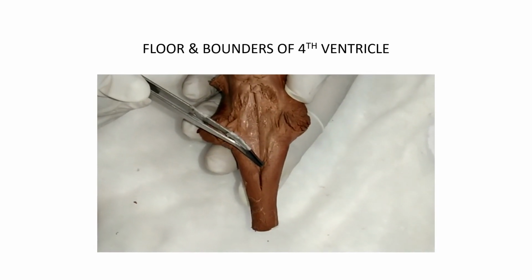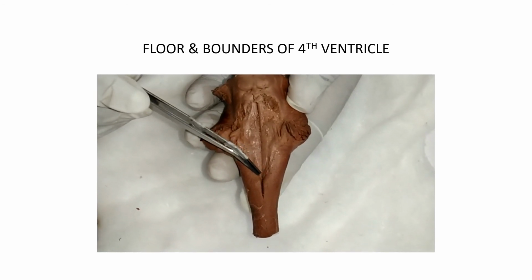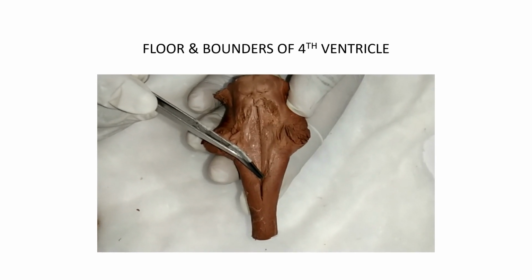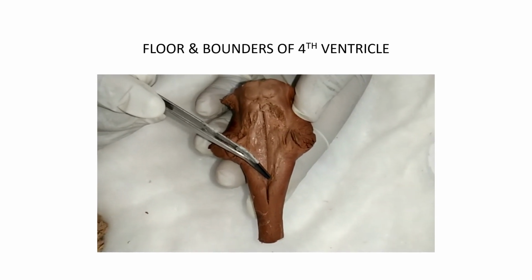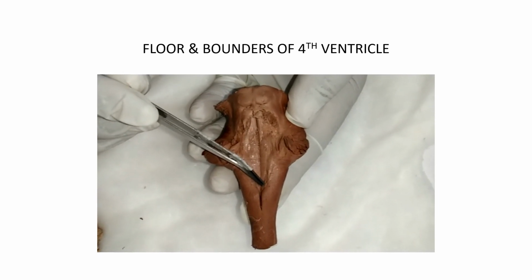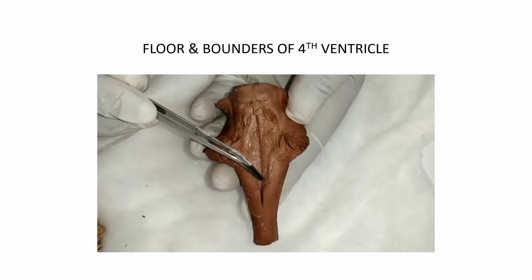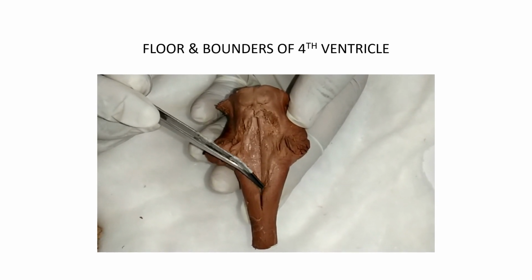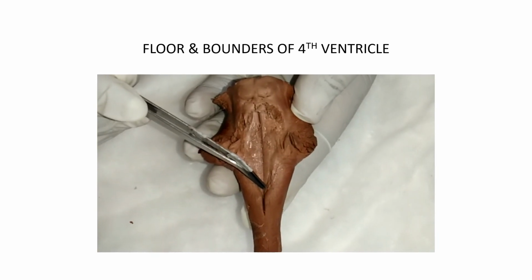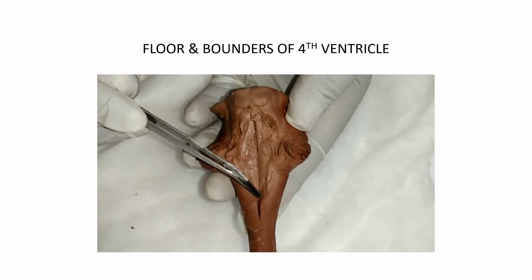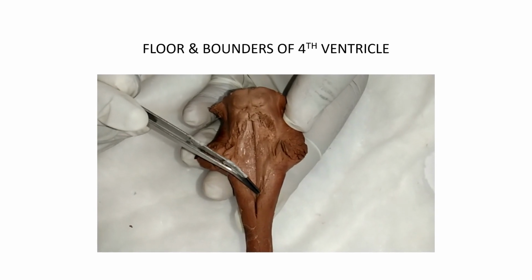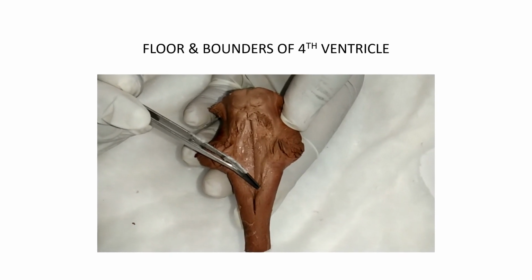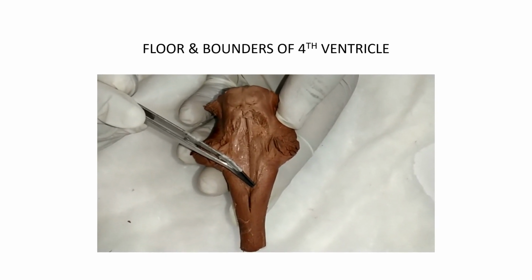This vagal triangle is crossed by a narrow transverse ridge. You can appreciate over here the funiculus separans. The small area between the funiculus separans and the gracile tubercle, this one, the gracile tubercle, is called the area postrema. This area consists of highly vascular neuroglial tissue.